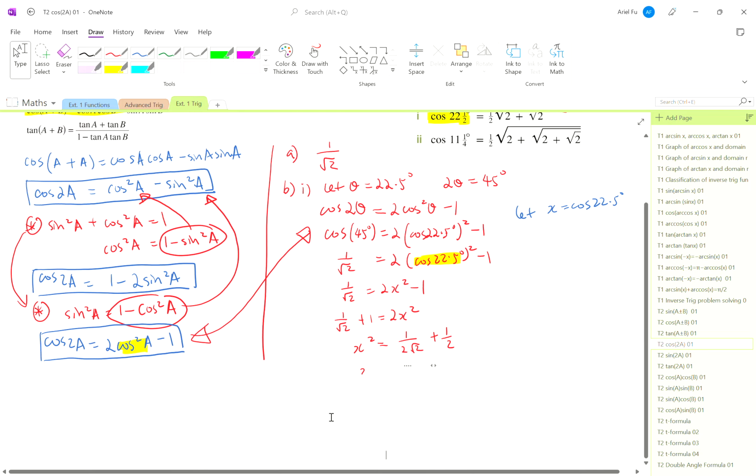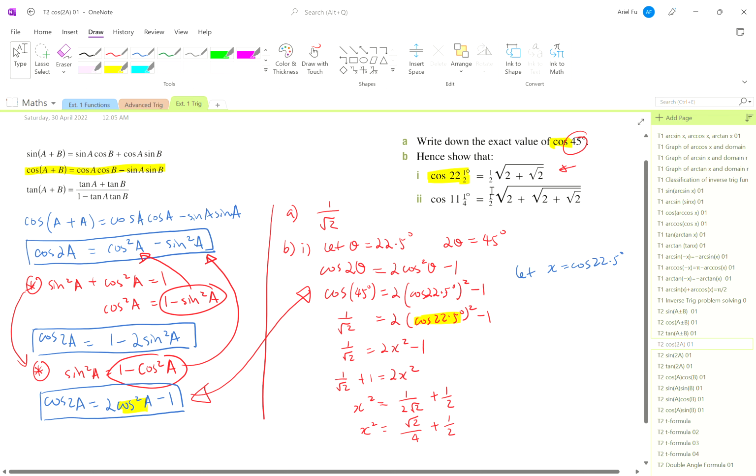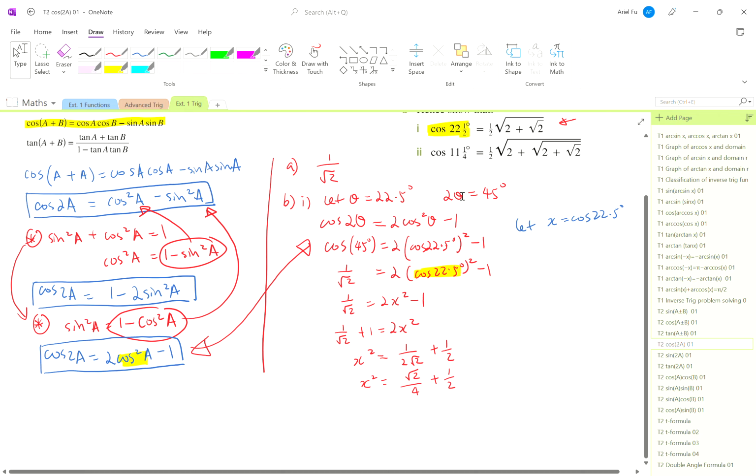So x squared is equal to root 2 on 4 plus 1 on 2. Again, looking at where we want to get, I need the half outside of the square root. So I'm going to factorize out 1/4: 1/4 multiplied by root 2 plus 2. Now I'm going to square root it. x equals the square root of 1/4 of root 2 plus 2.